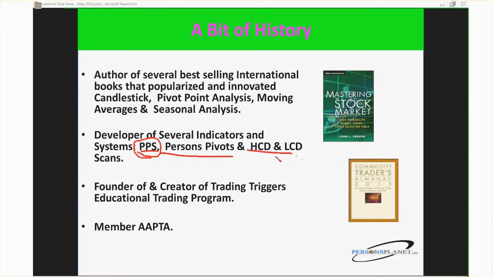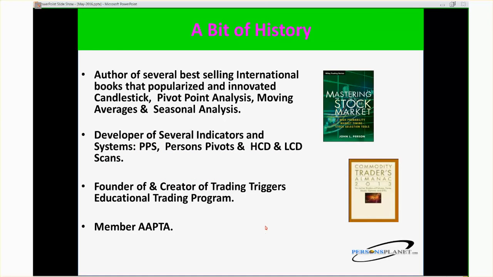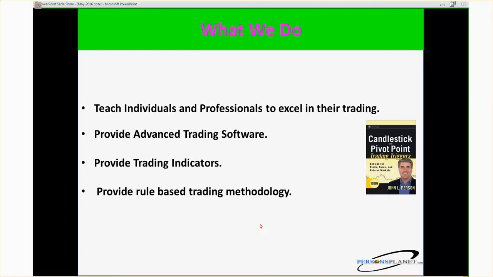Persons pivots, and then of course these two, the HCD, LCD scans, and then yesterday I tweeted out something, if you've followed the tweets, this thing called the last conditional change breakout. And that LCC was something that was first published in the next book that I'll share with you in a minute. But for some of you who aren't familiar with my work, this is kind of like the cornerstone of what I do.